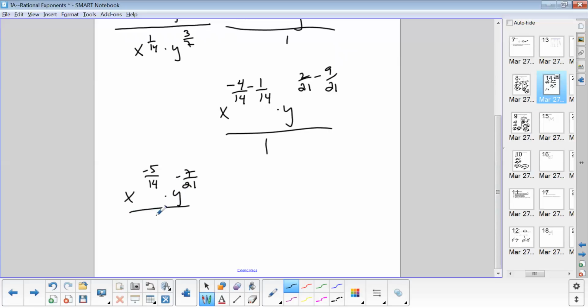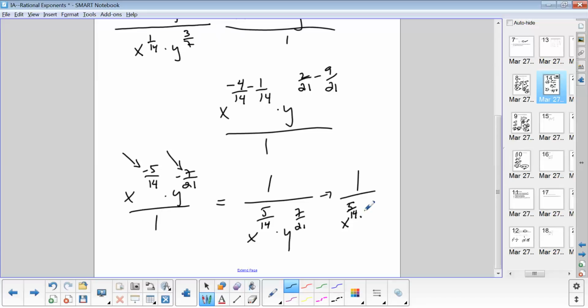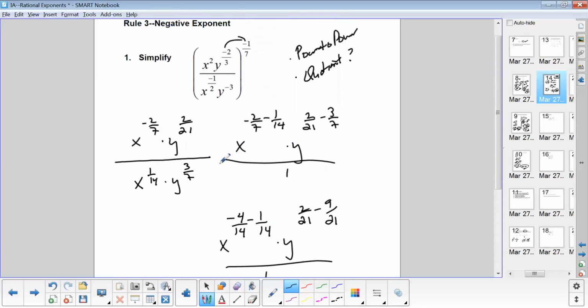So what we're seeing here that's different than our first time with the quotient rule is look at the exponents. They're negative now. So how would that simplify? It would simplify as x to, it's not negative 5/14 now, it would be positive 5/14, and y is not negative 7/21, it's going to be a positive 7/21. Now 7/21 will simplify, so I get x to the 5/14 times y to the 1/3. So there's your simplified form for this problem.